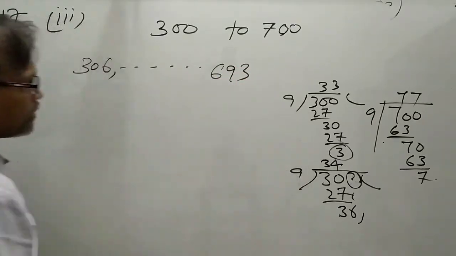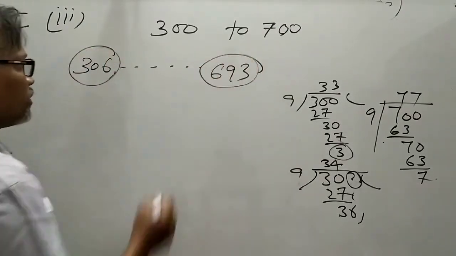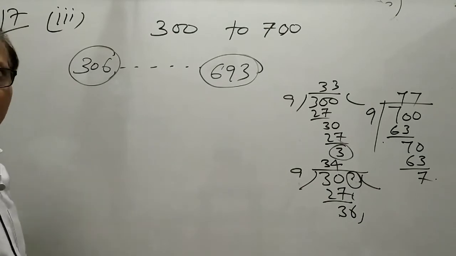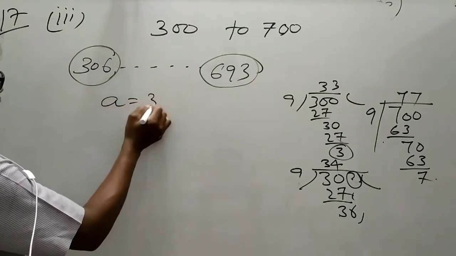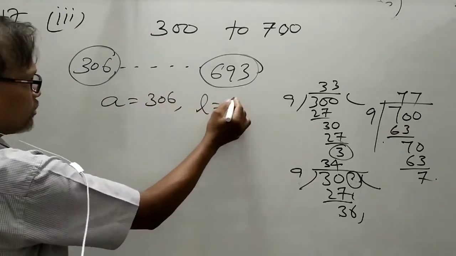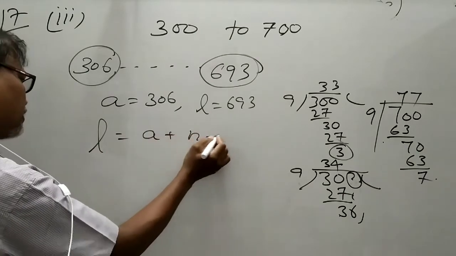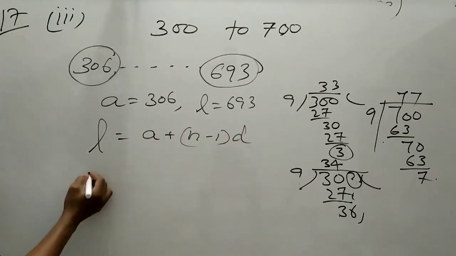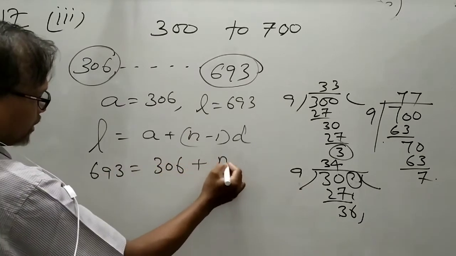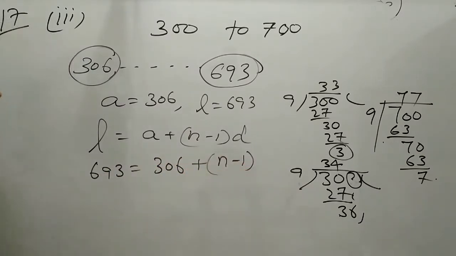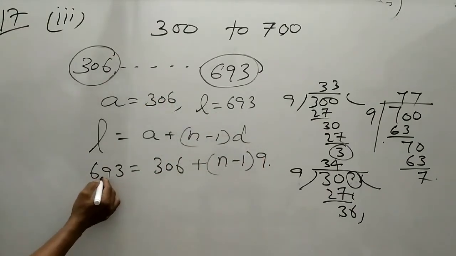But after finding that this is the first term and this is the last term, you don't know the number of terms. So find the number of terms. How to find it? a is equal to 306, l is equal to 693. Do you know the formula? This formula: 693, 306, n minus 1, and what is d? Because it is a multiple of 9, d will be 9.